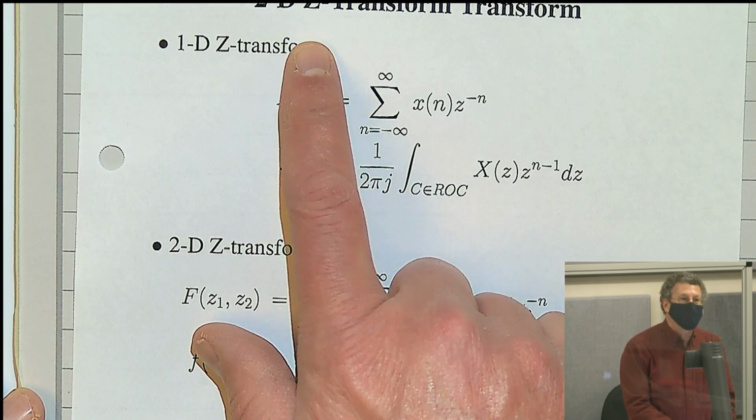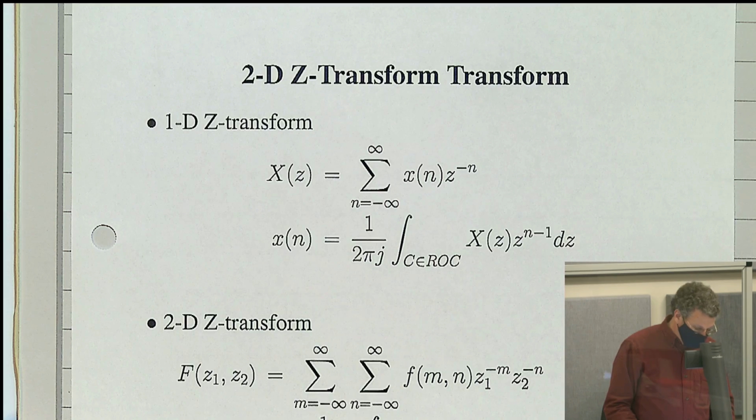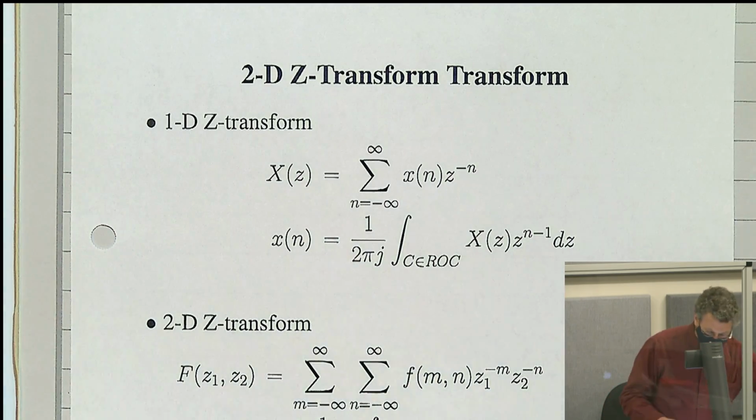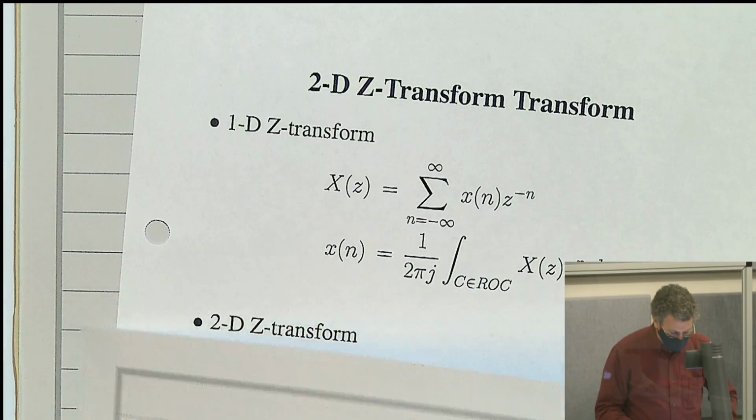Now there's this thing called a 2D Z transform. Actually, did we talk about the 1D Z transform? Oh no, there's a 1D Z transform. And let's first talk about the 1D Z transform.